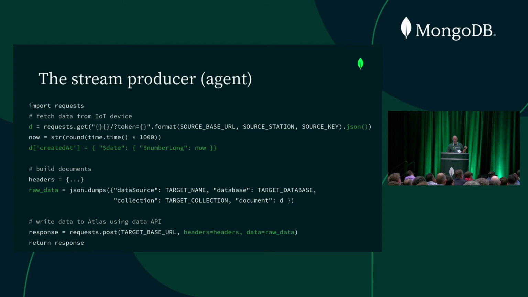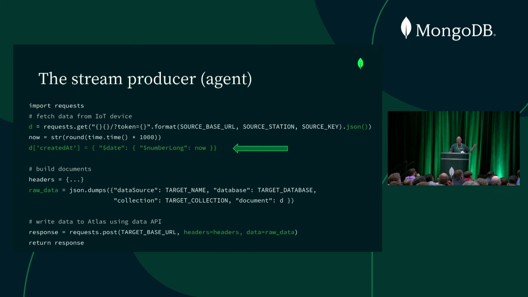Okay, and this is where you use that. This is your little stream producer. So this is just a couple snippets of Python here. So you'll see we import requests. If you're familiar with Python, you'll know that's a library for fetching URIs. We're going to go ahead and get the data from the IoT device. We're going to append a date stamp to it, okay, because that's when we found it or when we sensed it.